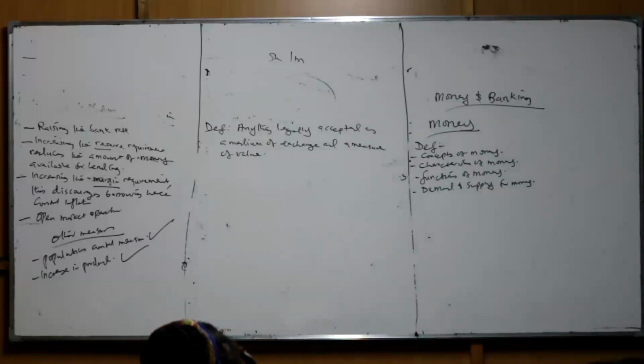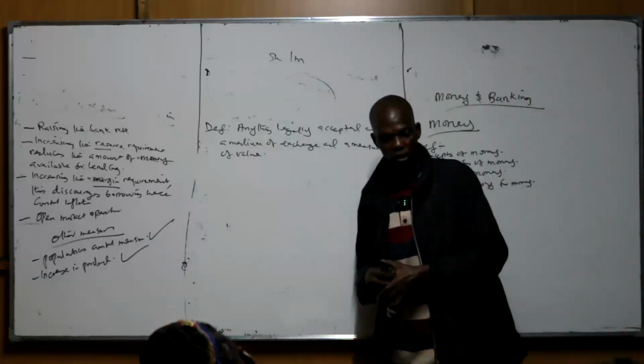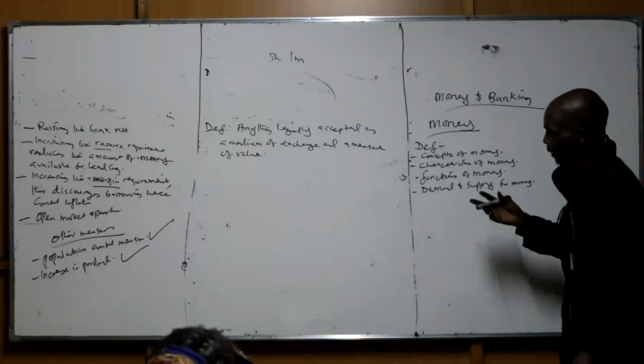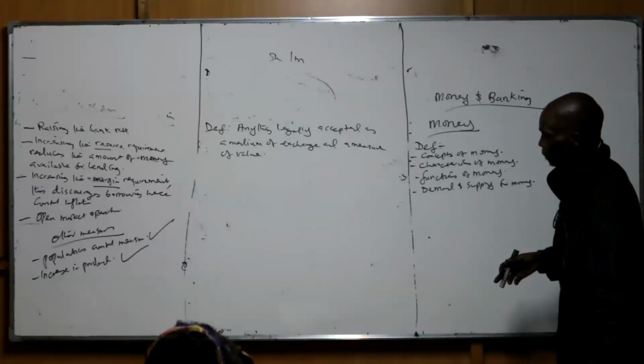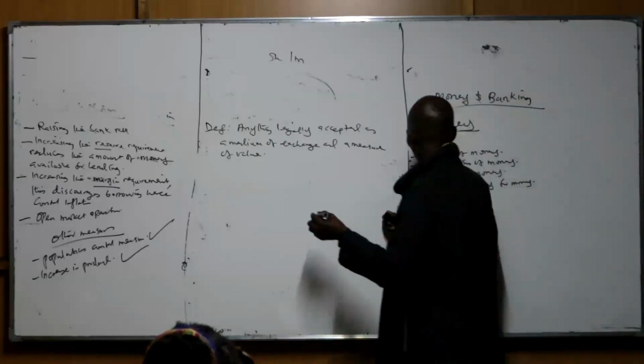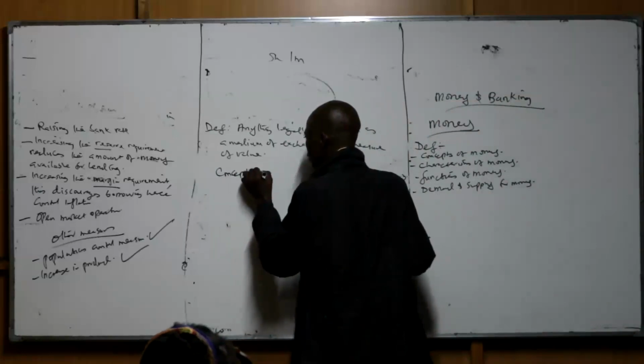So remember, in the early days, we talk about barter trade. So money came around and actually solved the problem of barter trade. So we have to say anything legally accepted as a medium of exchange and as a measure of value. So before we go to the concepts, we want to look at some. Concept of money.